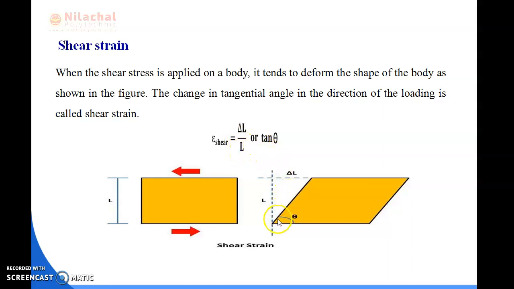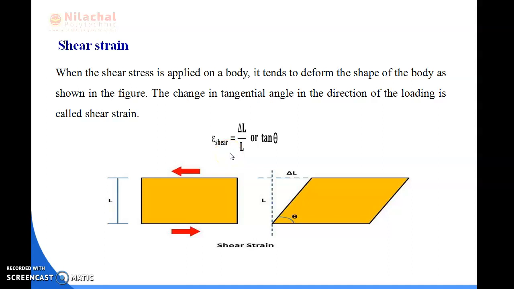Also, if you find the theta value, then you can easily find the shear strain of the body by calculating tan theta. If you are given the theta value, you can easily find tan theta. If you are given the delta L value and the L value, you can also easily find epsilon shear, that means the shear strain value.